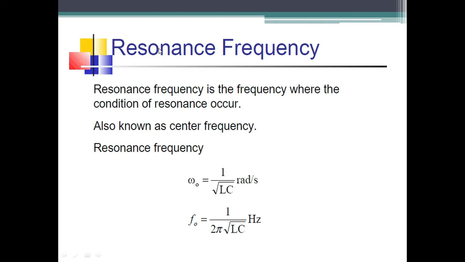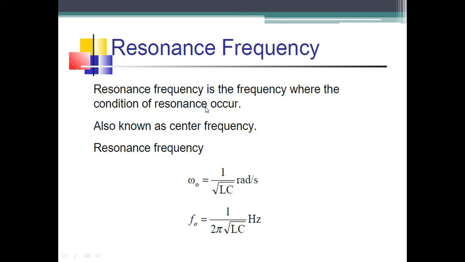Then resonance frequency. How do we find the resonance frequency here? The resonance frequency is the frequency where the condition of resonance occurs. That means XL is equal to XC. In this case, your impedance Z is equal to R plus j(XL minus XC), and since XL and XC are equal, that term becomes 0. Therefore your total impedance is equal to R.